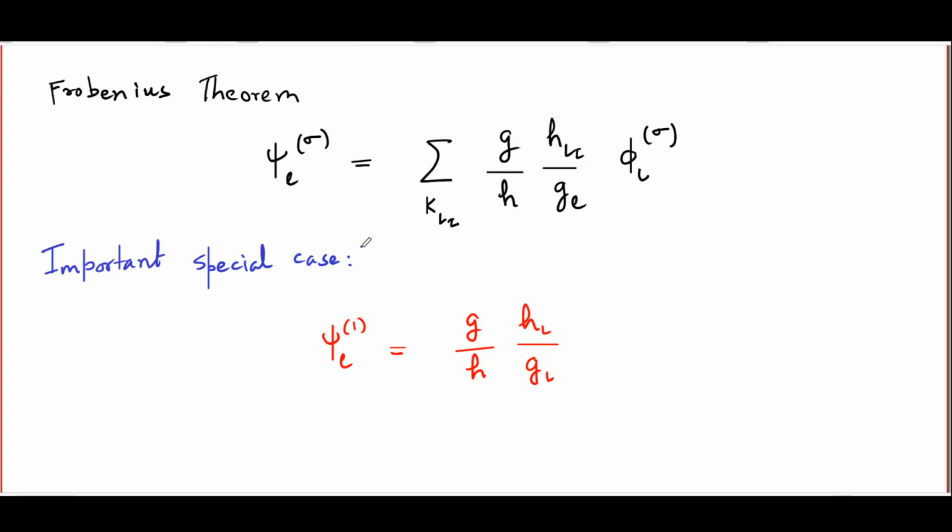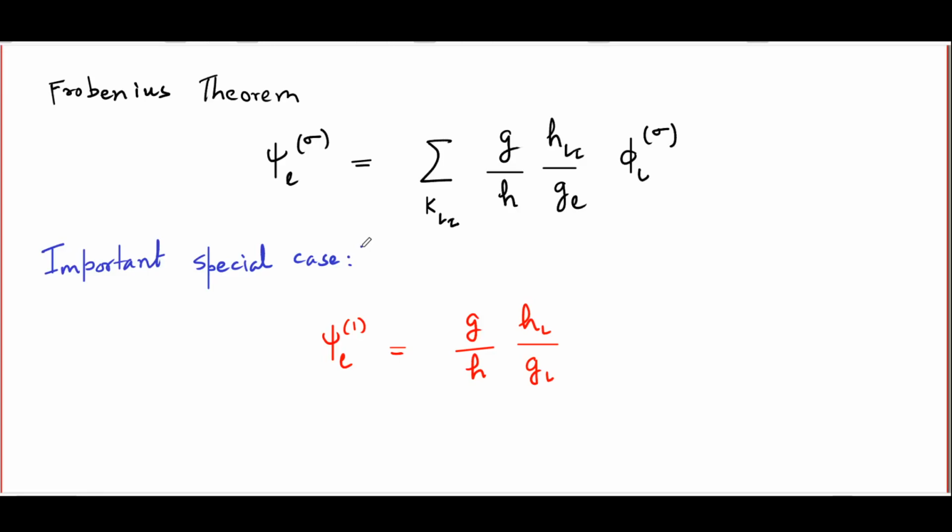The compound character corresponding to the nth class of G, psi L, sigma. Here sigma is just a label which tells you which irreducible representation of the subgroup H this is coming from. This quantity is given by the following. It's a sum over all classes of H which are contained in the nth class of G.